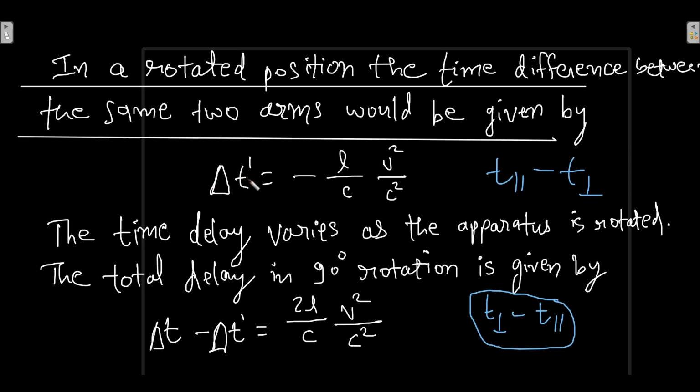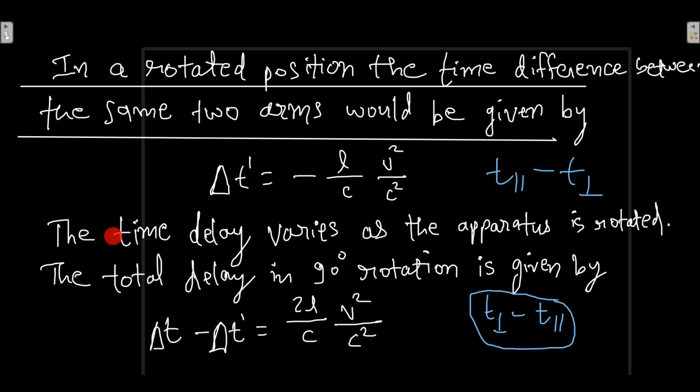Delta t dash, that is, after interchanging the arms, the time difference is minus L by C into V square by C square. Now this is clearly a negative quantity. L is positive, C is positive, V is positive, and a minus sign on a positive quantity gives a negative quantity.